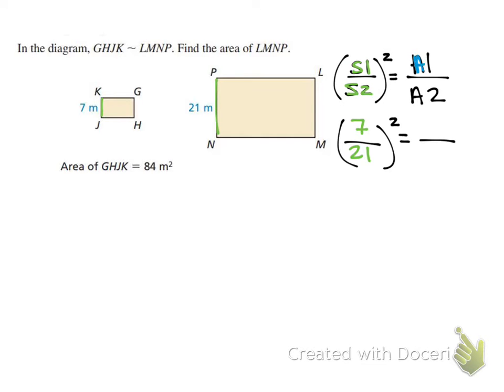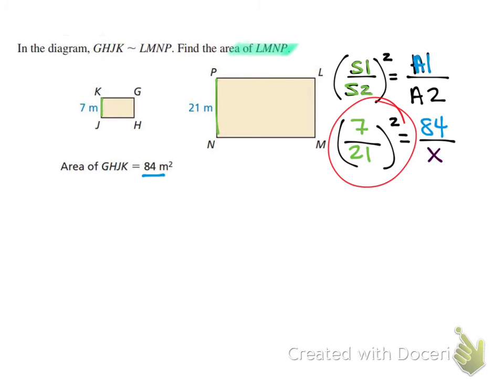Equals the area of the first, which is 84. And our whole goal, it says the rectangles are similar. Find the area of LMP. So do I know the area of the second? I do not. So we can call it X, or you can call it A for area, however you would like to do it.